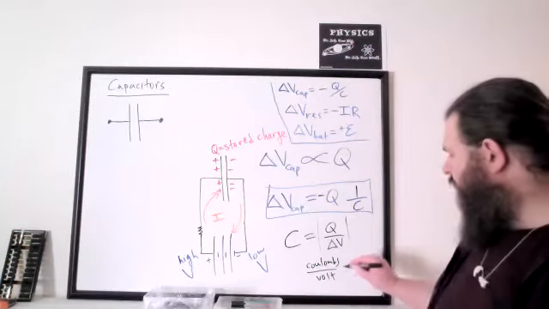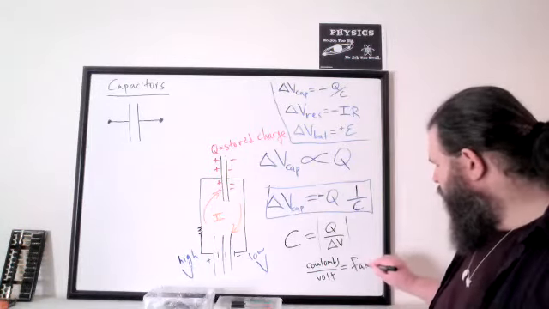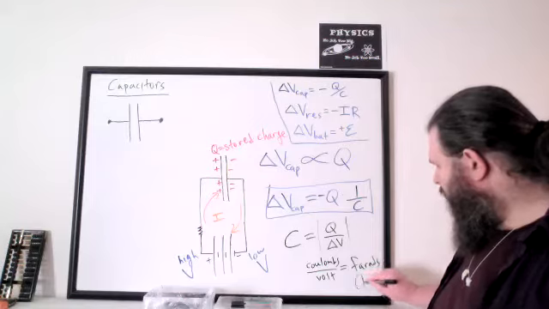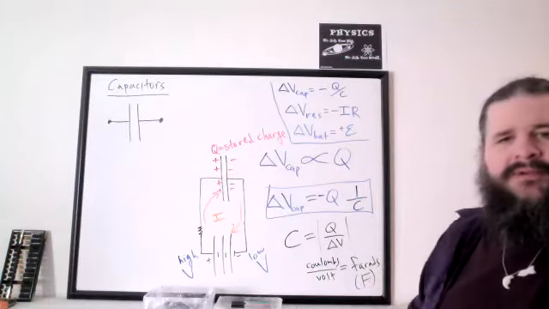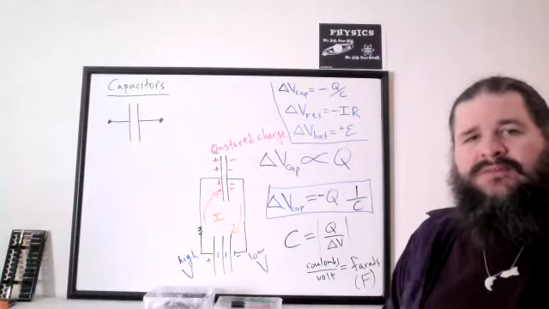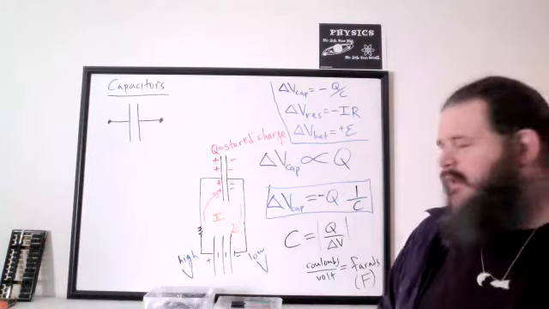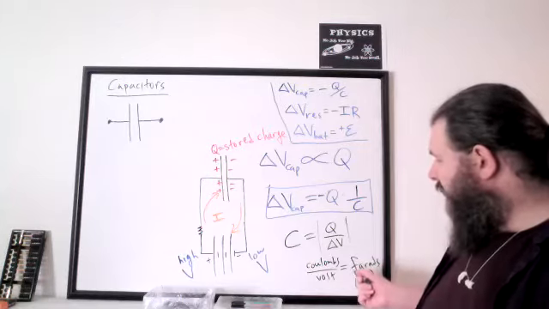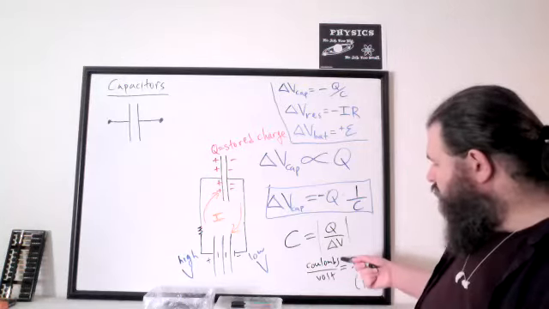And we abbreviate that as farads, or capital F. So capital F, farads, is the unit of measurement for capacitance. And again, this is a measure of how efficient the capacitor is. A high capacitance, lots of farads, means it stores lots of charge per volt.